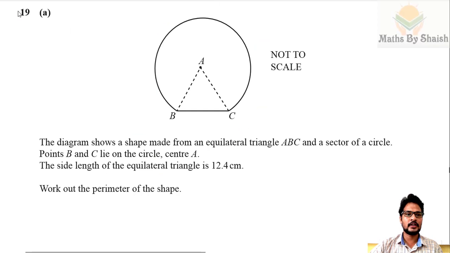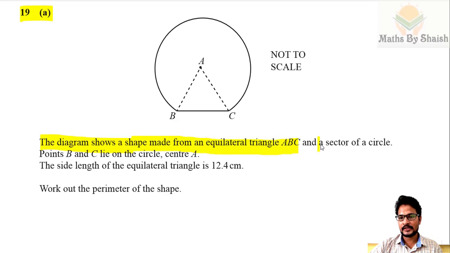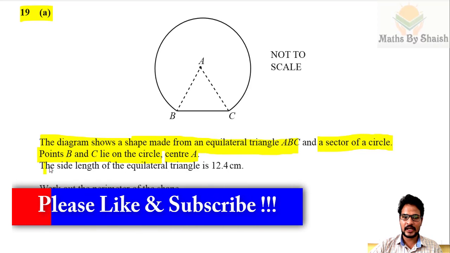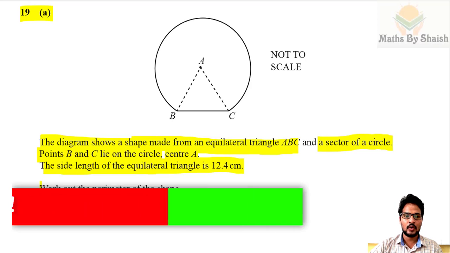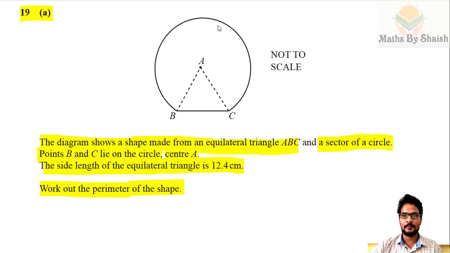Here is the 19th question. The diagram shows a shape made from an equilateral triangle ABC and a sector of a circle. Points B and C lie on the circle with center A. The side length of the equilateral triangle is 12.4 centimeter. Work out the perimeter of the shape. So we can see what are the things given.